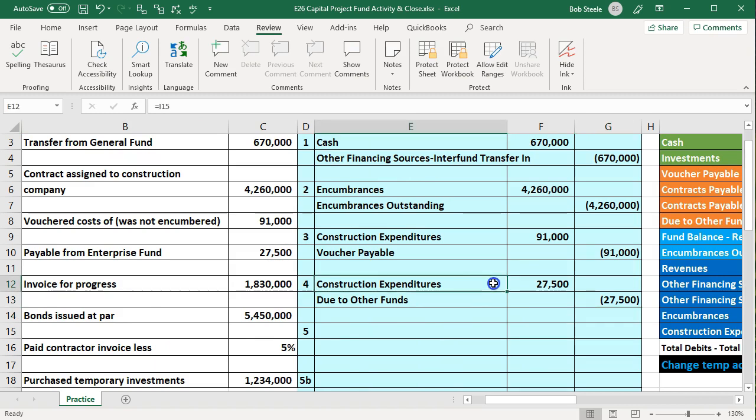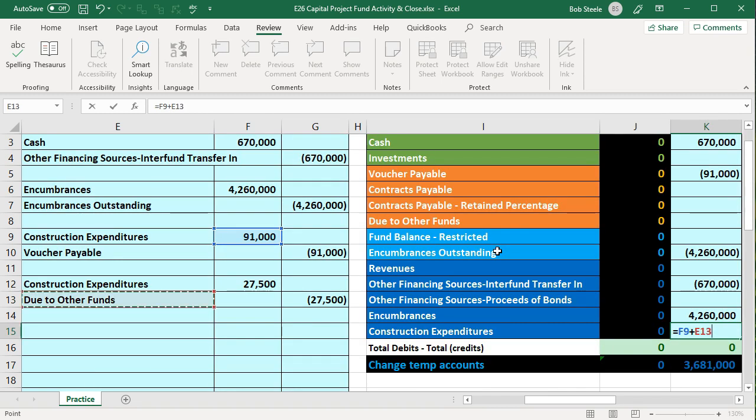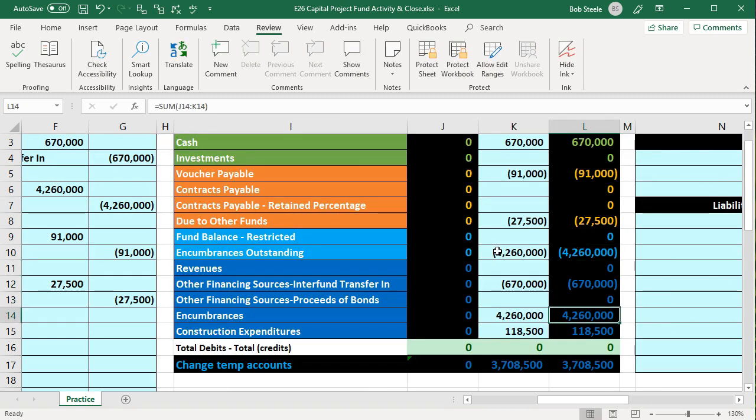So let's post this out. We're going to have the construction expenditures once again. So we're down here in construction expenditures. There's something in it in K15. I'm going to say F2 plus, and then F2, so we can use the arrows to move over to that 27.5. Then we have the due to other funds. That's going to be the credits. So we're going to be up top in cell K8 equals, and we will scroll over to that credit and enter. So there we have that. That then puts us back in balance.